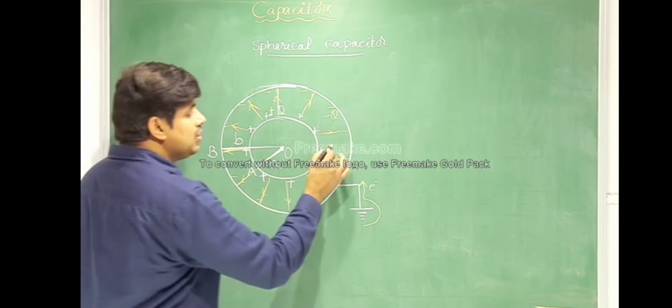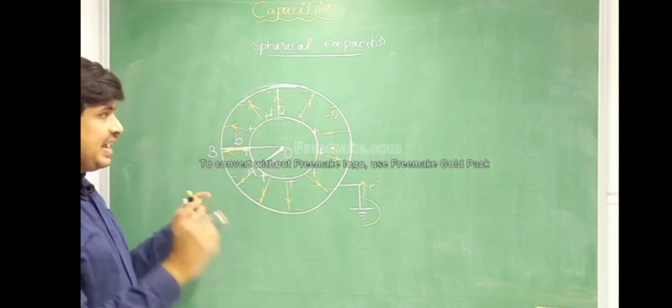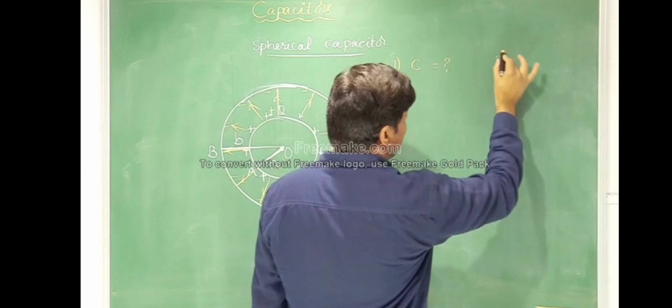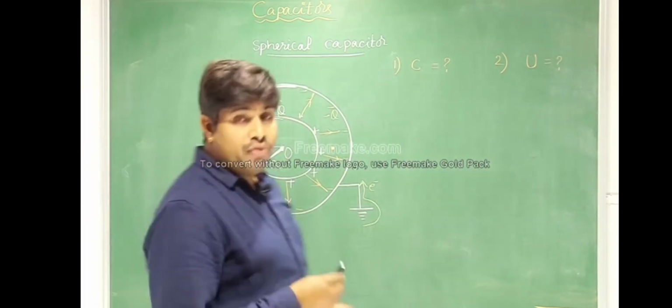So if you want to find the energy between these two spherical shells, and if you want to find the capacitance of this arrangement, what do you need to write? The first step is how to write the capacitance, and the second is how to calculate the energy for this arrangement. These two things you are able to do. See, how to find the capacitance.